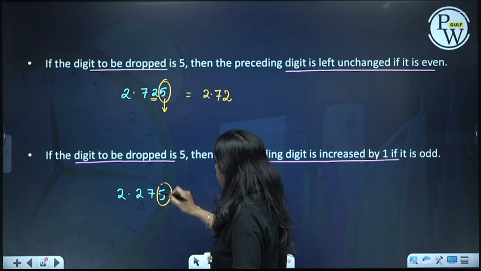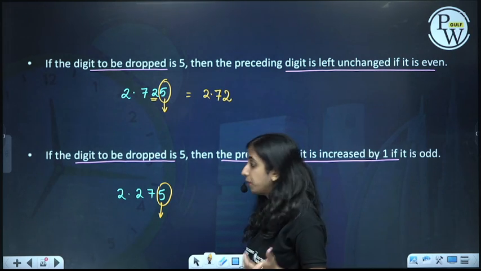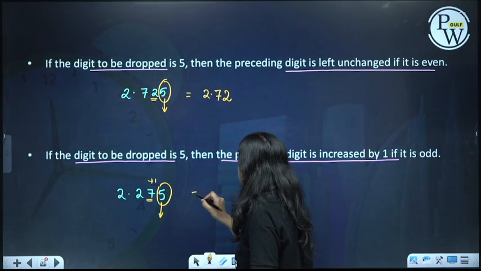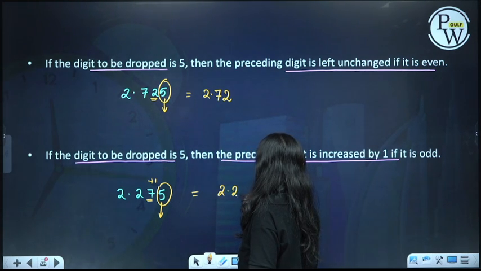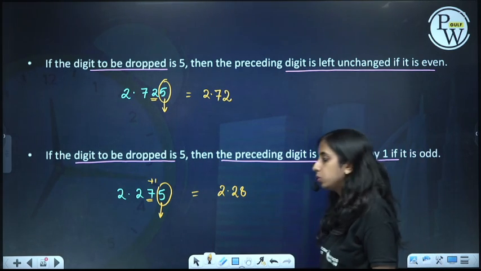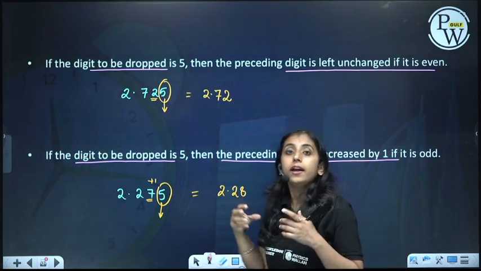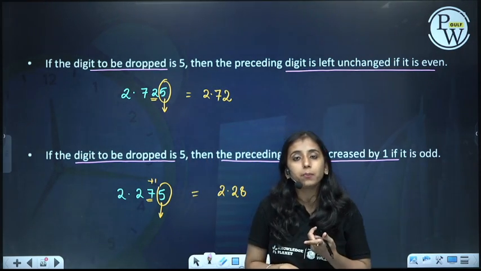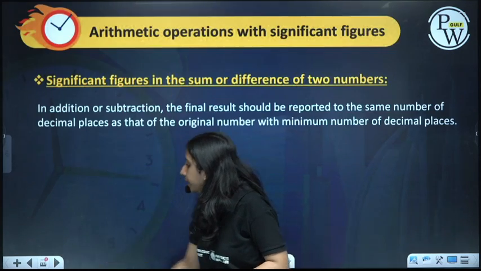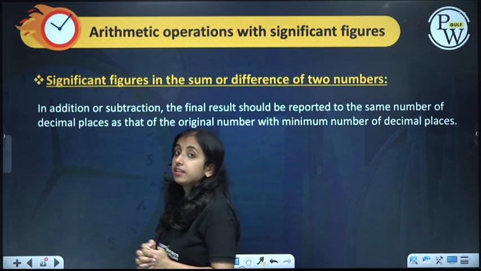In the next case, round it off to three significant figures. The digit to be dropped is 5. The preceding digit is odd. Increase it by 1. We will write it as 2.28. So this is how we round off a number to any particular number of decimal places or significant figures. Next is how arithmetic operations are done with significant figures.